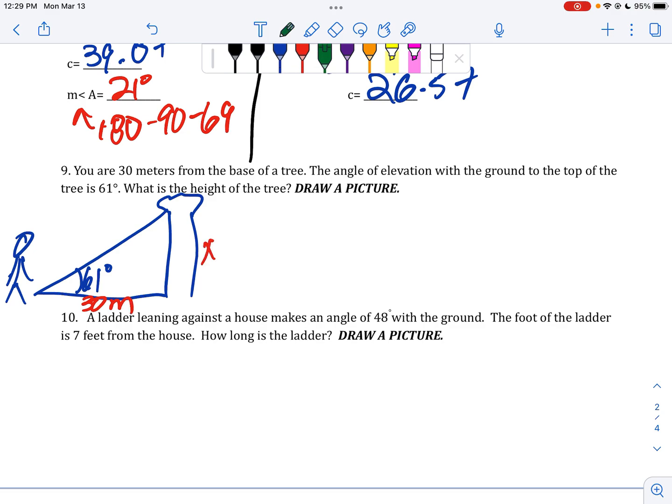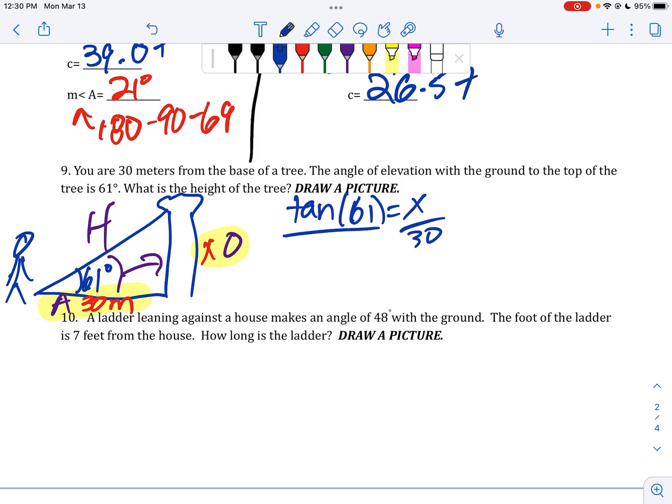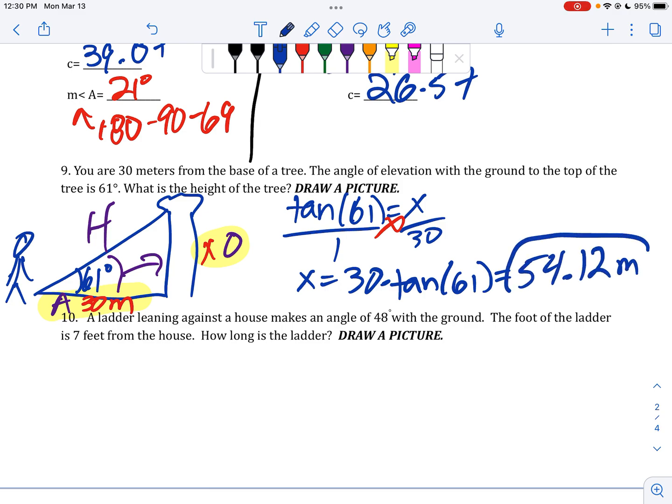If I label my sides, this is my reference angle, this is my O, this is my A, this is my hypotenuse. I'm looking at O and A, that means I'm looking at tangent. So I'm going to do tangent of 61 equals x over 30. Put that over 1. Cross multiply. X equals 30 times the tangent of 61, which is about 54.12 meters.